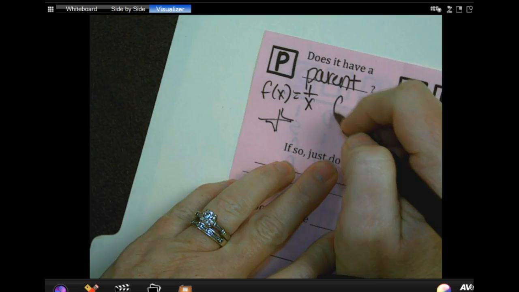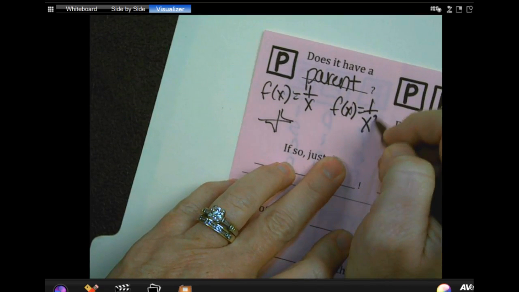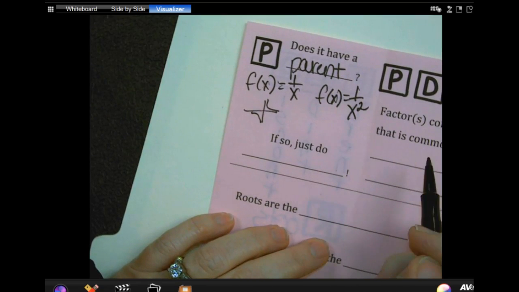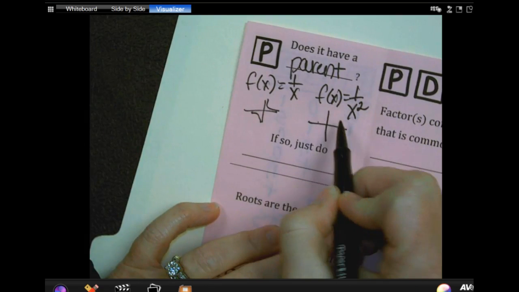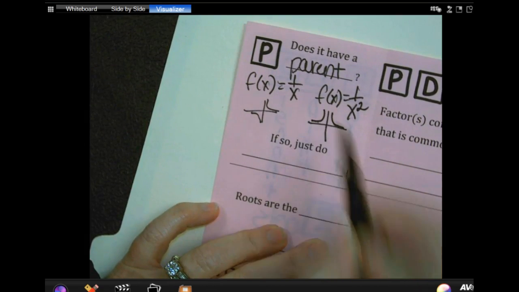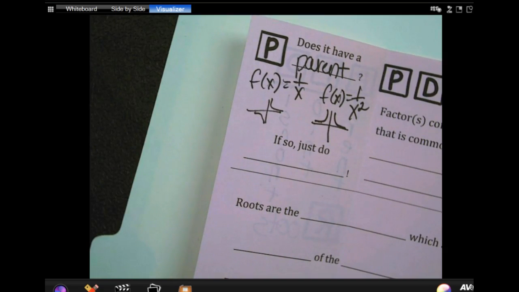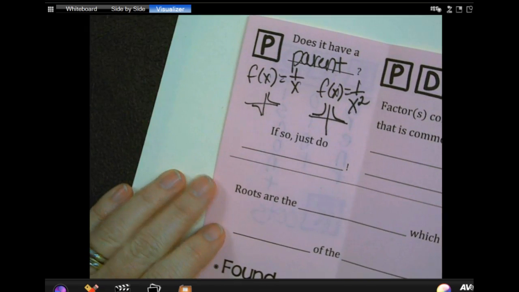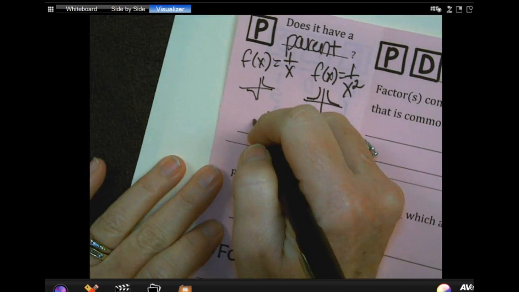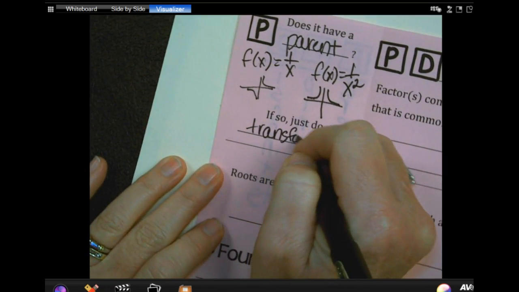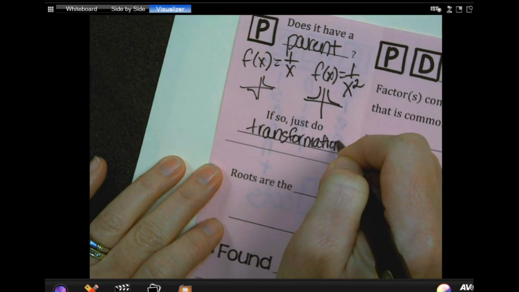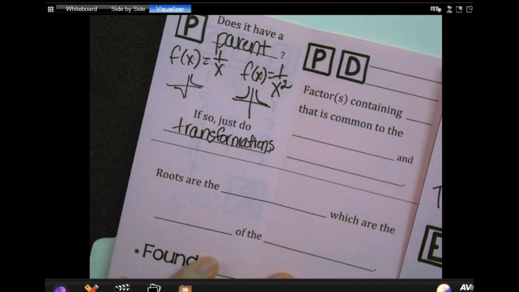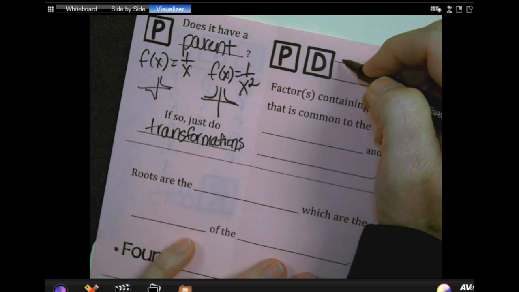We also have this, which is also going to be a form of our parent function. And all this is going to do, I'm going to keep this branch here, but the other branch would flip up, and they would go together. And that would be our togetherness. And that's when you get an x squared term on bottom. So if we get either of those, we're just going to do the transformations. Okay. None of what we do is going to be just transformations. So we're past that.